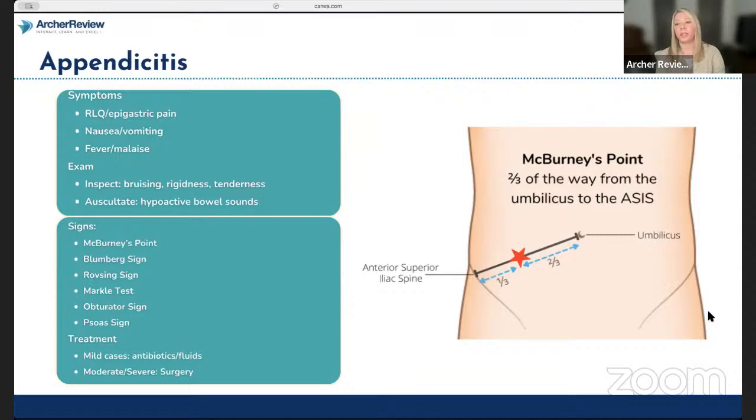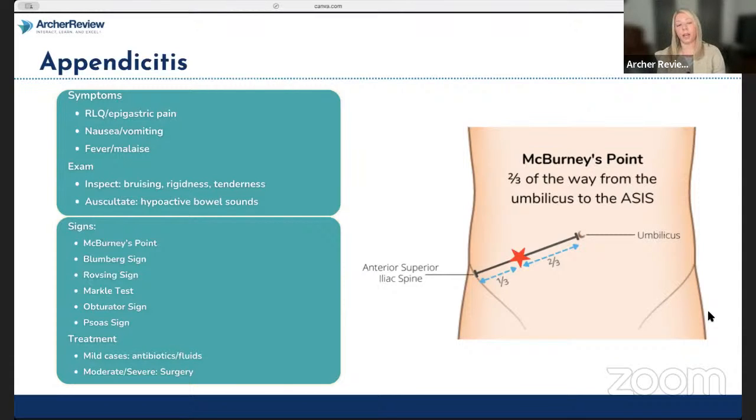So McBurney's point tenderness is where pressure is applied to a specific point and elicits pain, and that's one of the most common specialized exam techniques. We'll also assess for the presence of rebound tenderness with Rosving's sign, where pressure is applied to the left side of the abdomen and causes pain on the right. The Merkel test or heel drop test is when the patient stands on their toes and then drops down to their heels. If pain is elicited in that right lower quadrant, that's highly indicative of appendicitis.